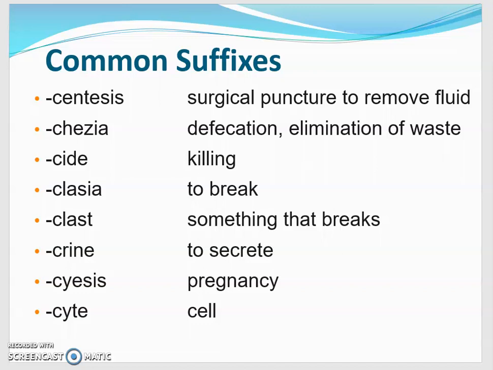Very important to remember. Schizia means defecation, elimination of waste. Cide, as in homicide or suicide, is to kill. Dark words, but appropriate meanings. Clasia means to break. And if you look, it's closely related to the word clast, which is something that breaks. So they're kind of interrelated. Crine means to secrete. Cyesis means pregnancy. And cyte is our suffix for cell. Now, cyte can also be a combining form, cyto, and it also means cell.